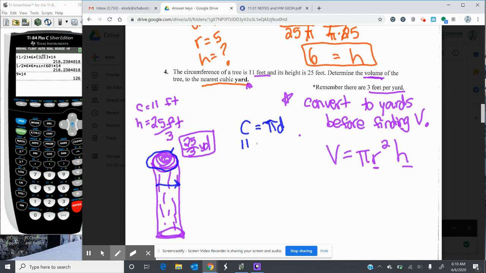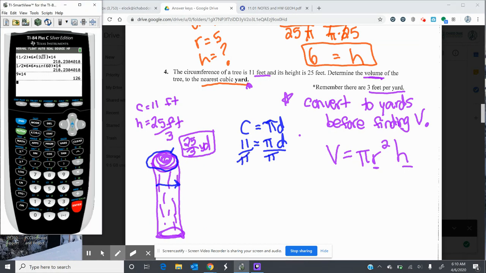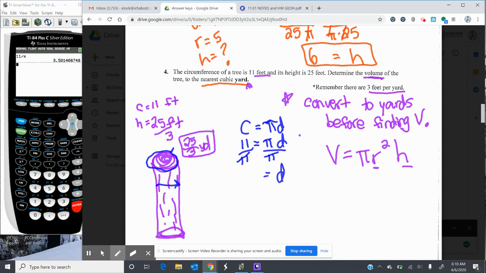So if 11 equals pi times d, so 11 goes in for your circumference, times pi d, we can divide by pi to get our diameter. So this is going to be a decimal value, and we're going to make sure we keep it to 4 decimal places. So 11 divided by pi, and you need to hit second caret to find your pi symbol, we get about 3.5. So the diameter in feet is about 3.5014.